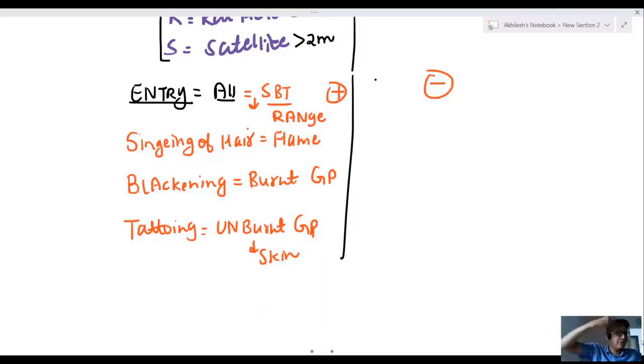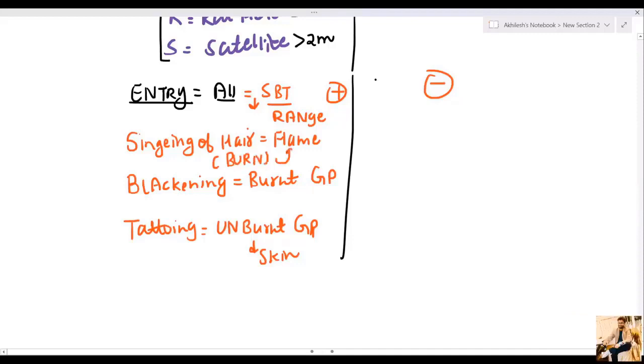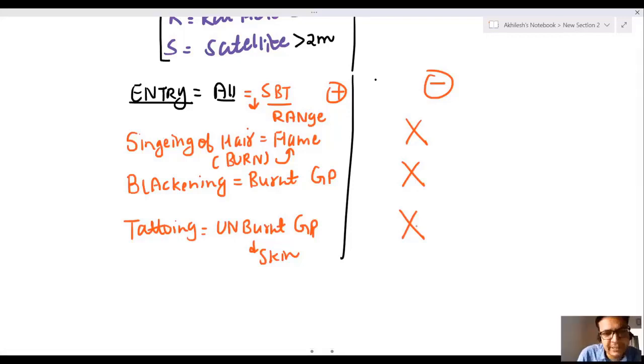Singeing is because of flame touching the skin. There will be burning of the hair. Burnt gunpowder deposited surrounding the entry wound is blackening. Unburnt gunpowder goes inside the skin, that is tattooing. So this is SBT deciding range. But all of these are absent in exit.